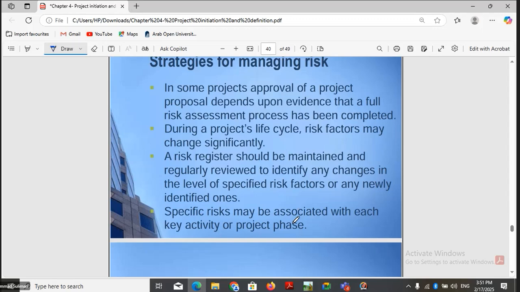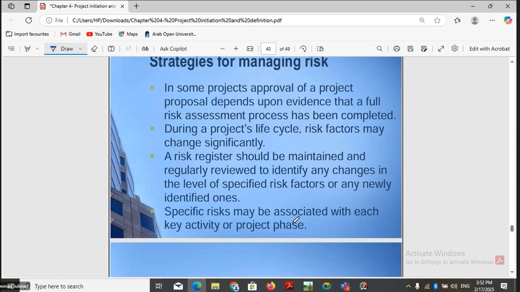In some projects, approval of a project proposal depends on evidence that a full risk assessment has been done, that the risk assessment process is completed. During the project life cycle, risk factors may change significantly. A risk register should be maintained and regularly reviewed to identify any changes in the level of a specified risk factor or any newly identified risks. So we must maintain a risk register where we record all the risks. We regularly review these risk factors, and if a new risk comes in, we add it to the register, or if the risks change, we update it.